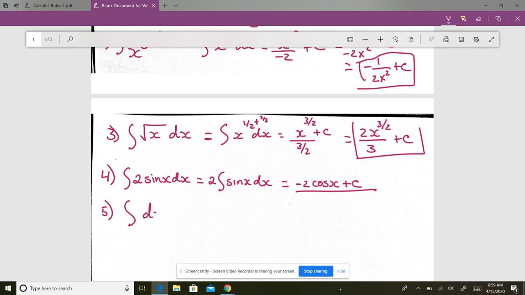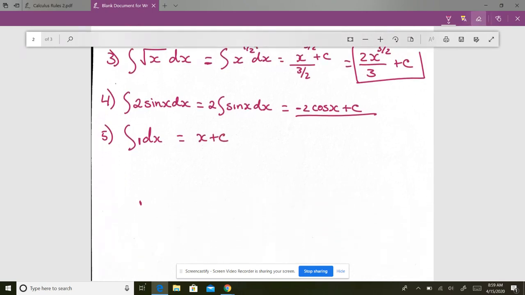What about this? Derivative of what function is 1? Well, that's just x. So that's just x plus c. Okay.